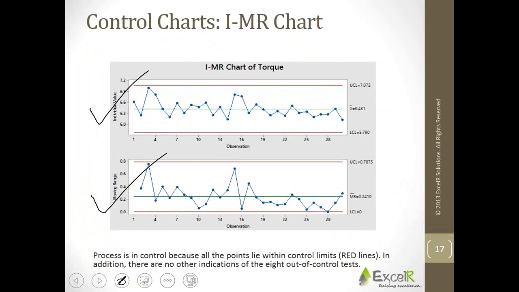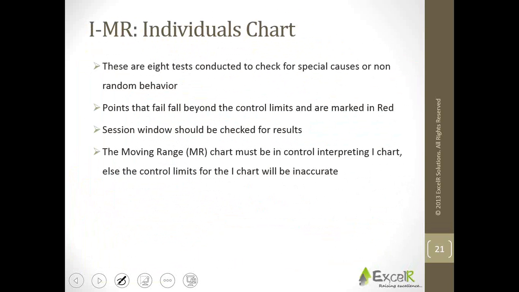How do we conclude that data is in control? See, there is no red dot here. The moment there is a red dot, that itself is an indication that there is a presence of an outlier. Remember, in variable charts, we perform 8 tests. So there are 8 tests conducted to check for special causes or non-random behavior. Points that fall beyond the control limits are marked in red.